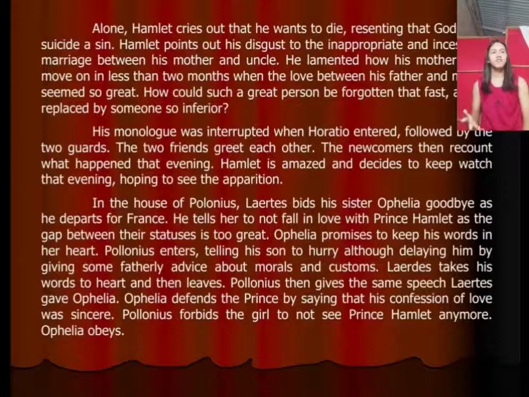Polonius then gives the same speech Laertes gave to Ophelia. Ophelia defends the prince by saying that his confession of love was sincere. Polonius forbids the girl to see Prince Hamlet anymore. Ophelia obeys.